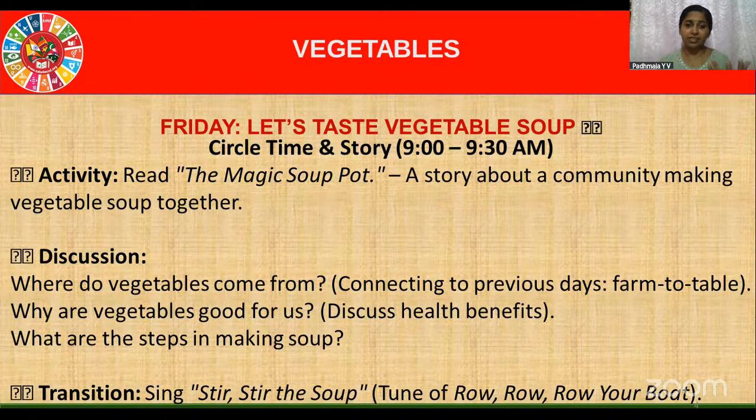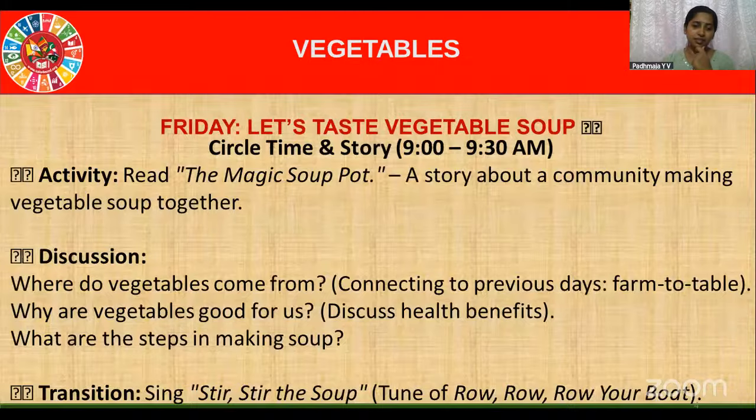Then discuss, where do vegetables come from? Why are vegetables good for us? What are the steps in making the soup? All these can be in the circle time.